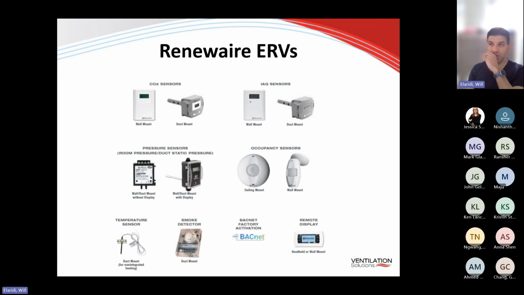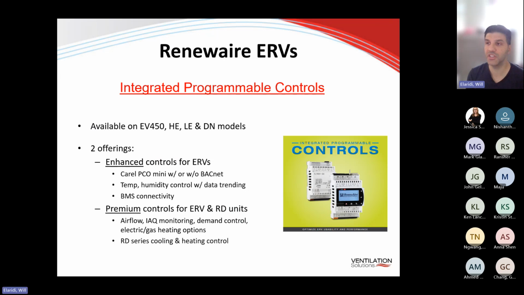Looking at Renewaire's solution as well, you can also implement CO2 sensors, indoor air quality sensors, and even occupancy sensors, which are the most popular. You can set a time schedule to have occupied and unoccupied modes in order to turn the ERV on and off, or have it run in low mode or high mode. And you can also tie it into a BMS system by using a DDC controller. This could be tied into BACnet, whether it's IP or MSTP protocols, on the commercial type units, which in this case are the EV450, HE, LE, and DM models.